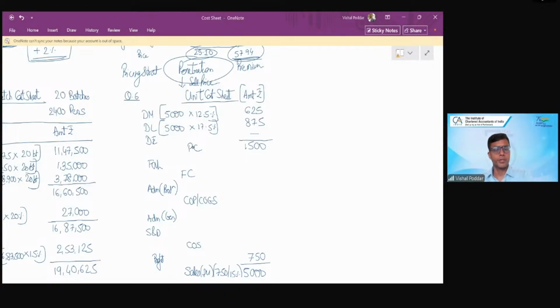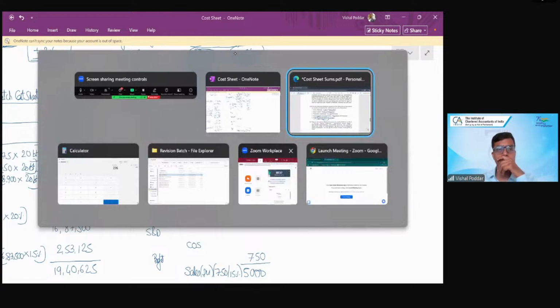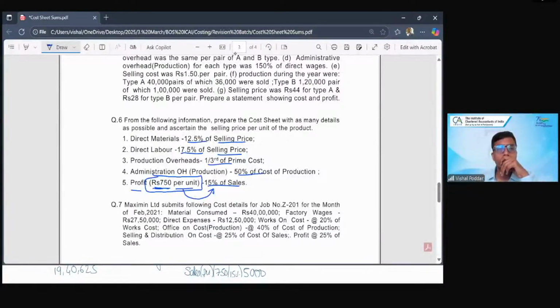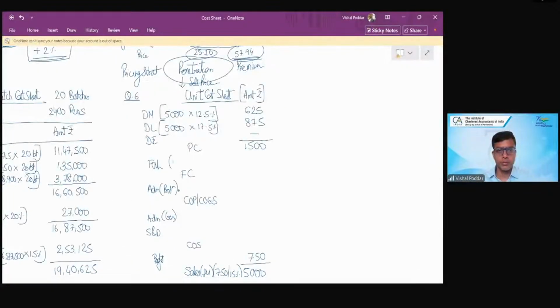Now, what else is given? Production overheads is 1/3 of prime cost. Excellent. So this is 1500 into 1 by 3. So 500, I get 2000.